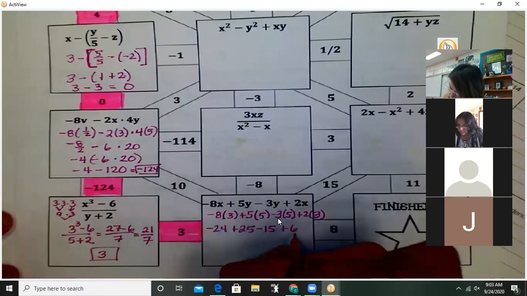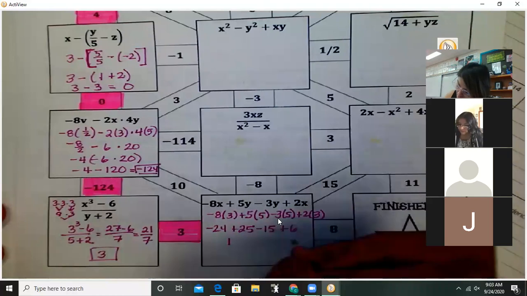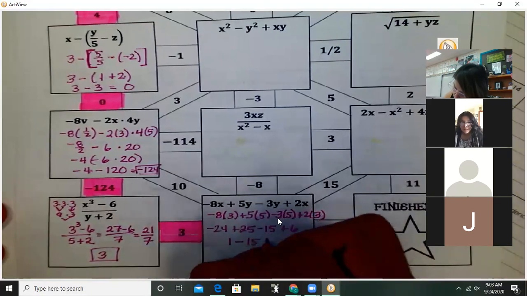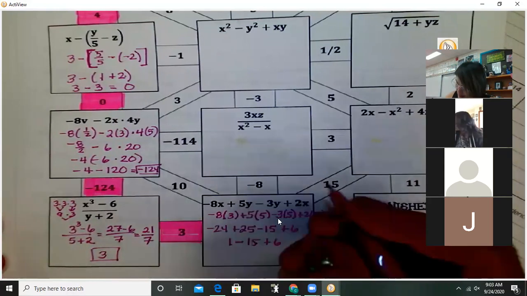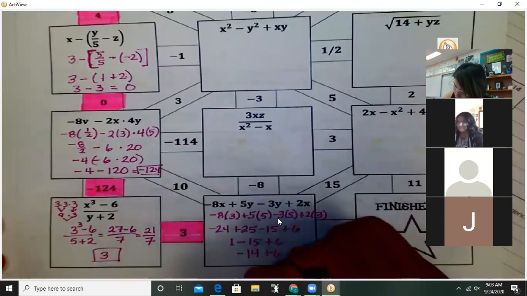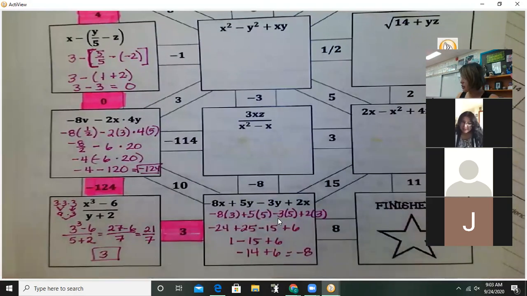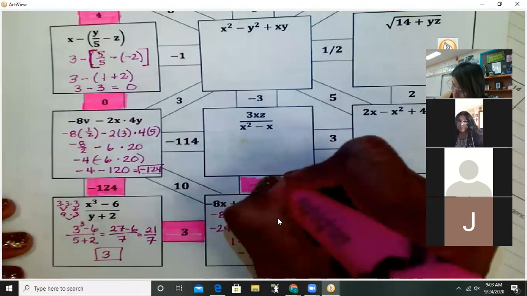So if I add straight across, I'm gonna get 1 minus 15 plus 6. 1 minus 15 is -14. Plus 6 will give me -8. Good job, those of you that got -8. Now I'm gonna move me up here.